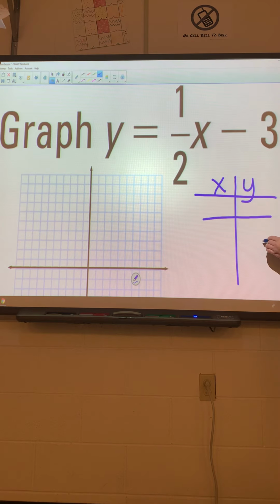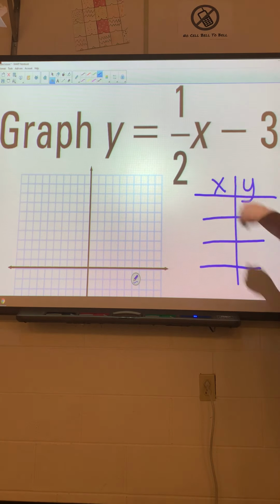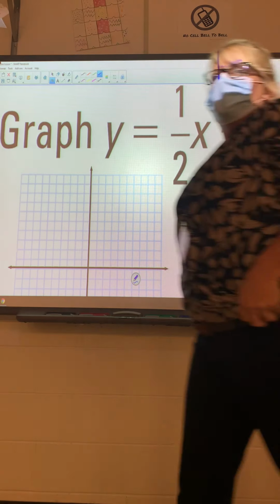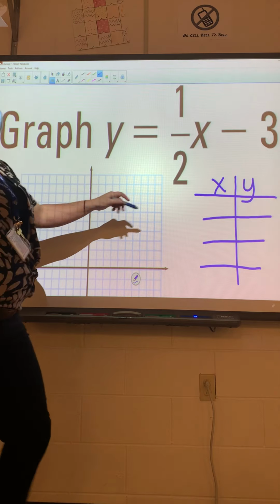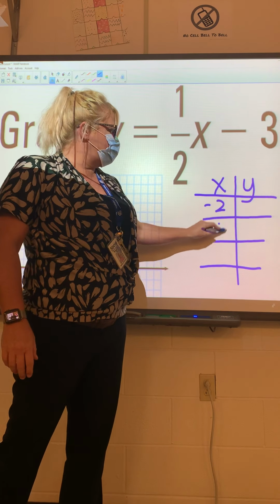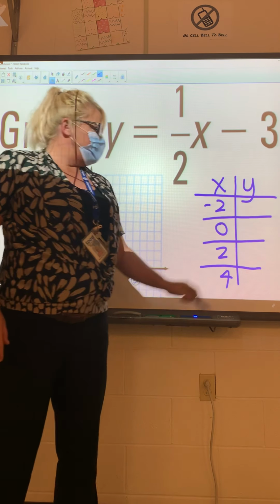And we need to pick 4 points for our X. Again, we get to pick those points unless they give them to us. But I'm looking at the fact that when I plug this in, I have to multiply it by 1/2. So if I have to multiply it by 1/2, I need those numbers to be divisible by 2. You don't have to, but it's easier to graph. I'm gonna pick -2, 0, 2, and 4.